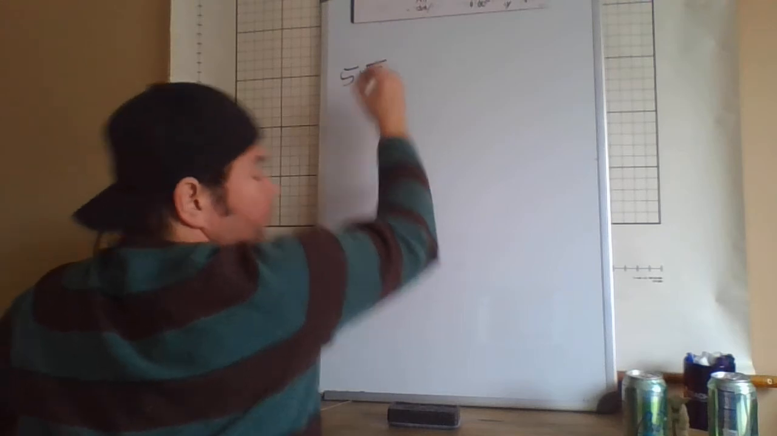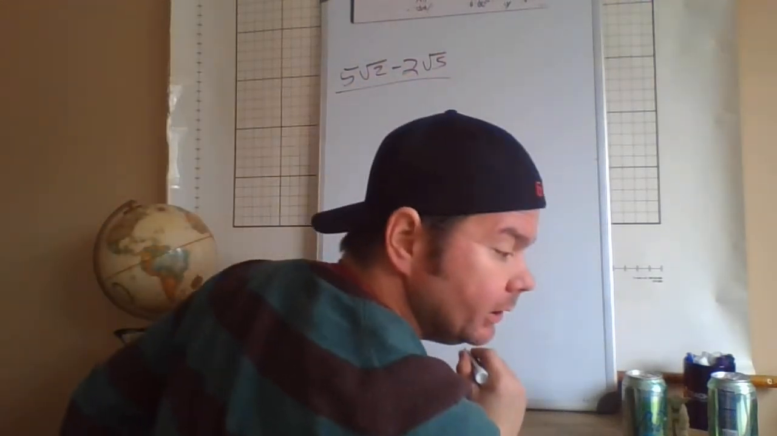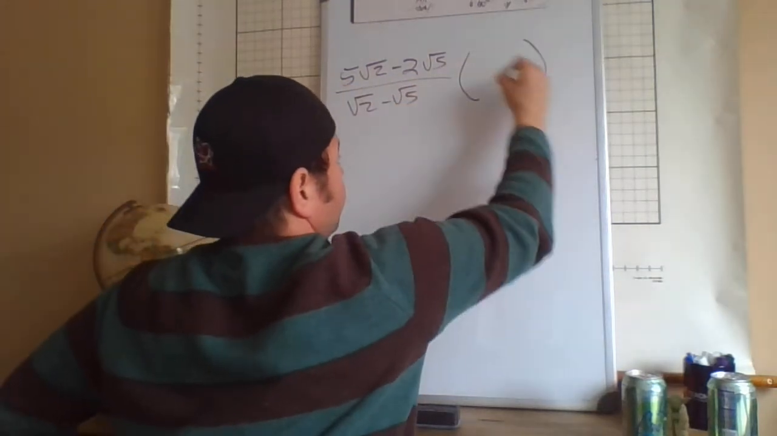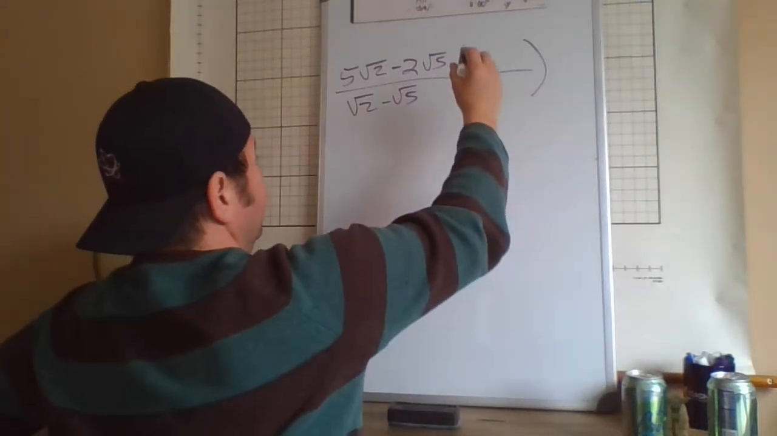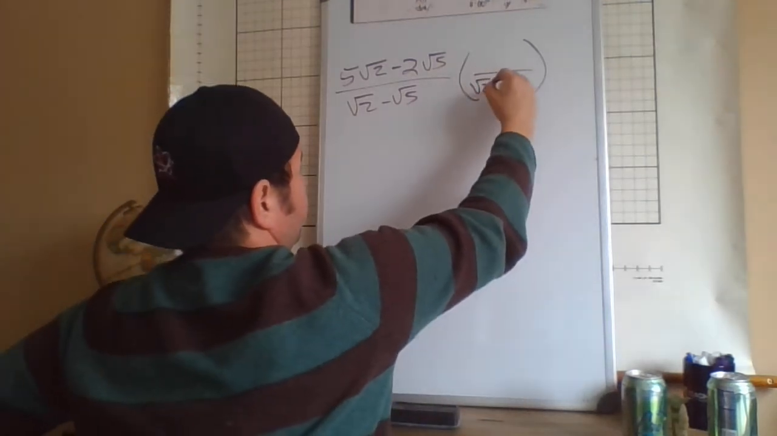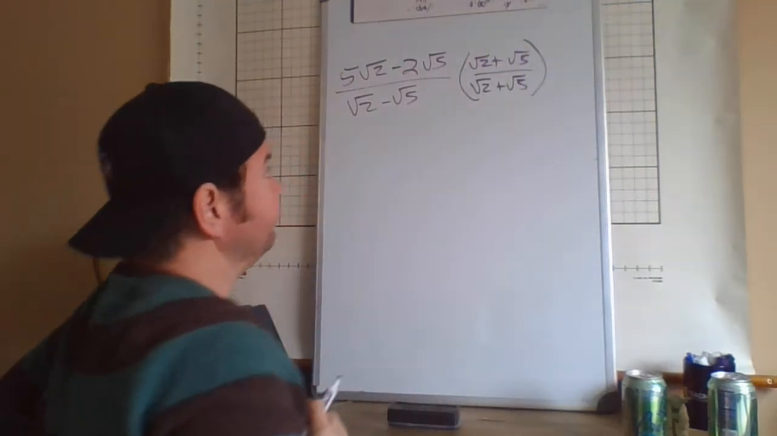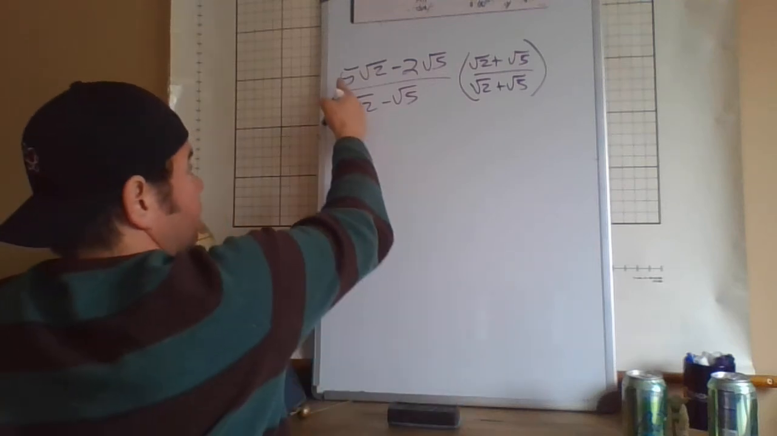5√2 minus 2√5 over √2 minus √5. Okay, here's where we were. I forgot to make that the square root of 5. That was my mistake. √2 plus √5, √2 plus √5. We're in good shape. Do the multiplication.